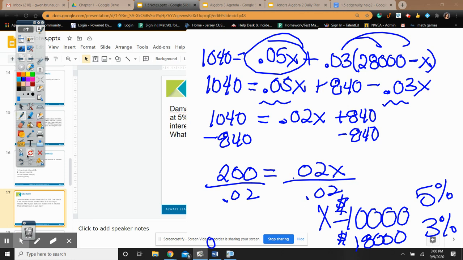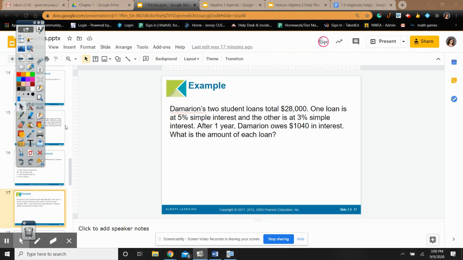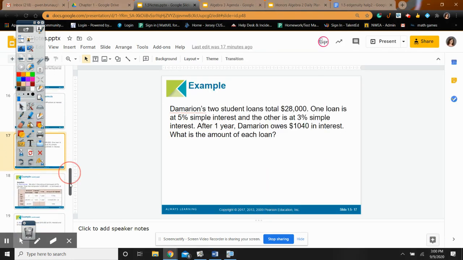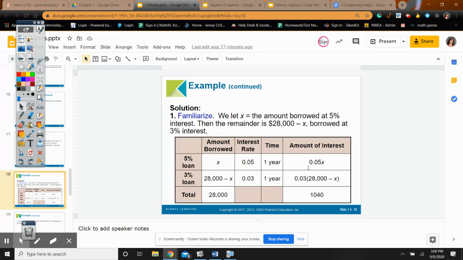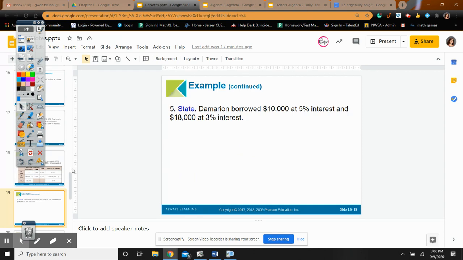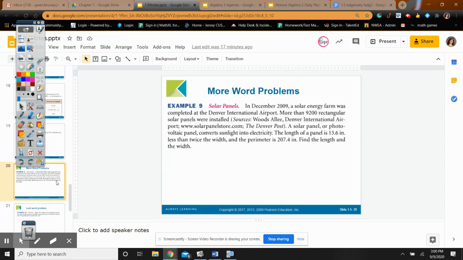Okay, again, you will get extra practice with these. We'll make sure you're ready before you take a test if some of these are a little confusing for you. This one, they made a nice little table to help you see it if you want to go that route as well. And this is just explaining what I just did.